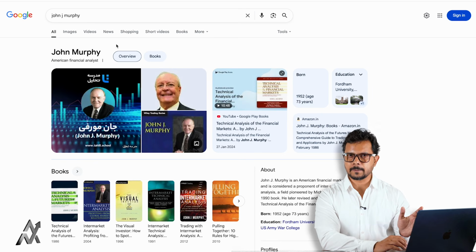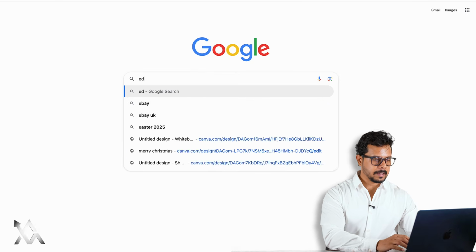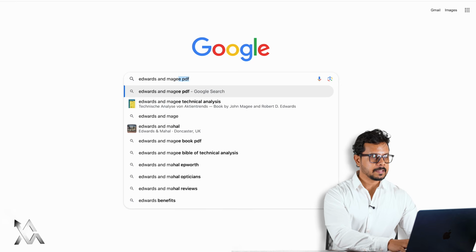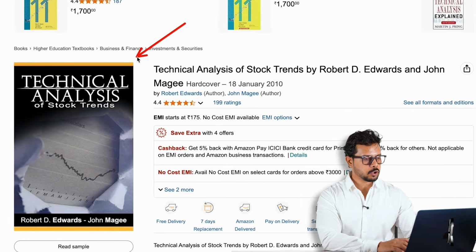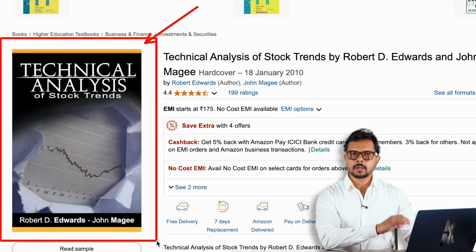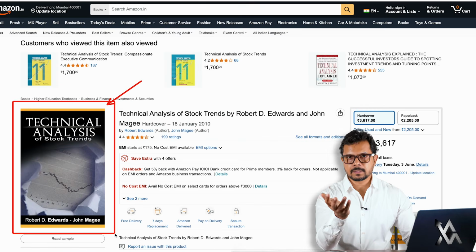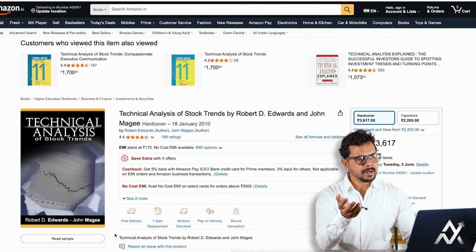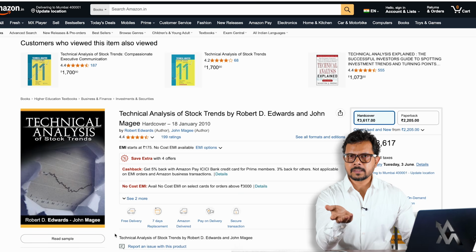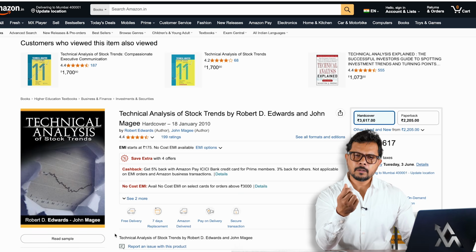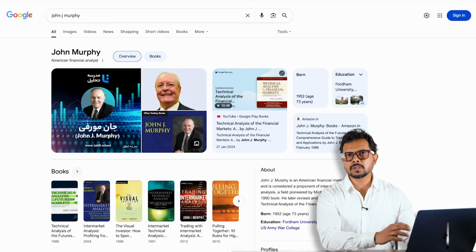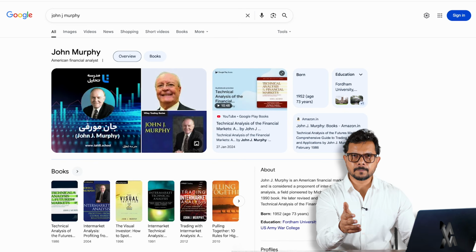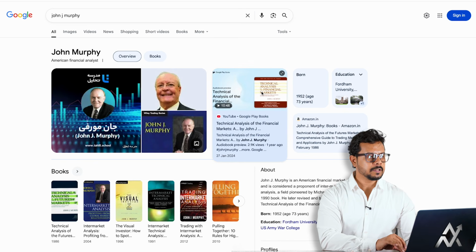Very easy to read. There's Edwards and Magee. Any discussion on the subject of technical analysis books is definitely incomplete if I do not talk about Edwards and Magee. Technical Analysis of Stock Trends, the classic Bible of conventional technical analysis. But I felt, you may or may not feel the same way, when you read the book it's a little different. It's not difficult, but you will not find the ease you get when you read John J. Murphy's work. And the first book that you should definitely read is this one.